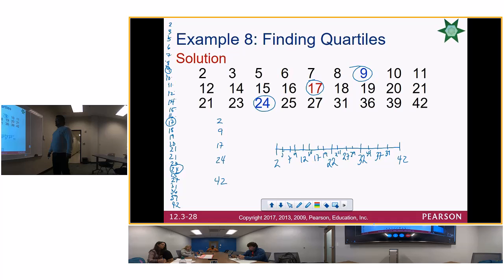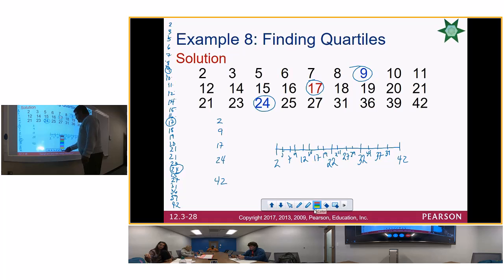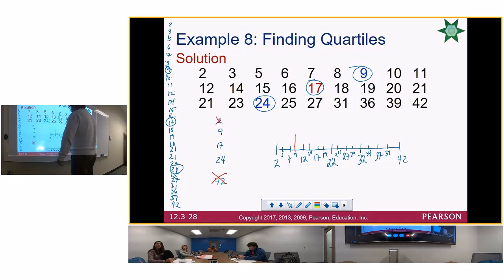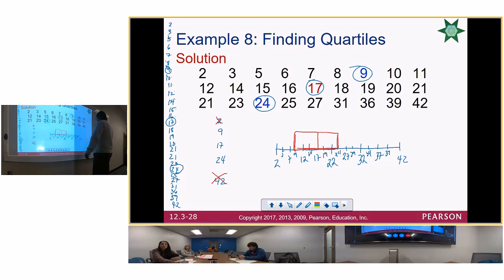Now I'm going to take my red marker, something distinct from blue. I don't like to write in red, but I'll get over it. So we've done this, done that. All we've got left is those three numbers. 9 is right there. 24 is right here. Uh-oh, this doesn't look good. 17 is right here. Where is the middle? What's the middle number?